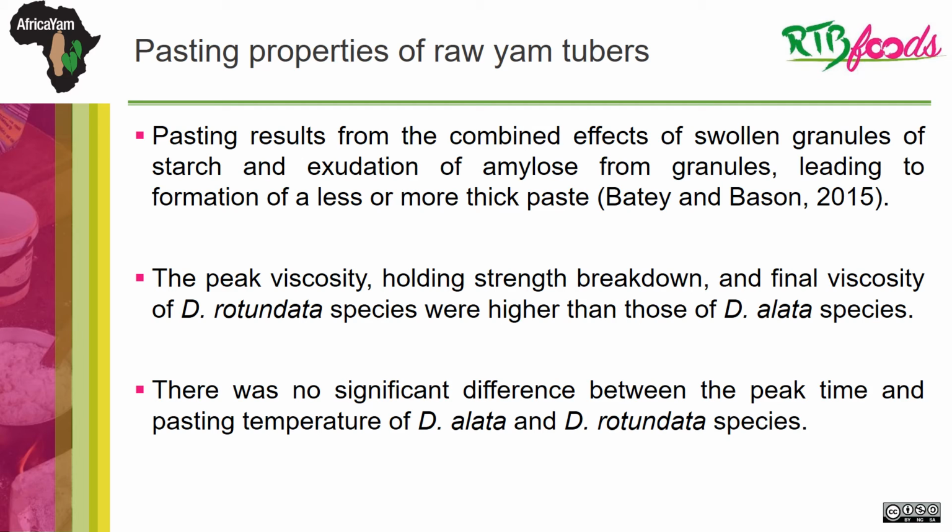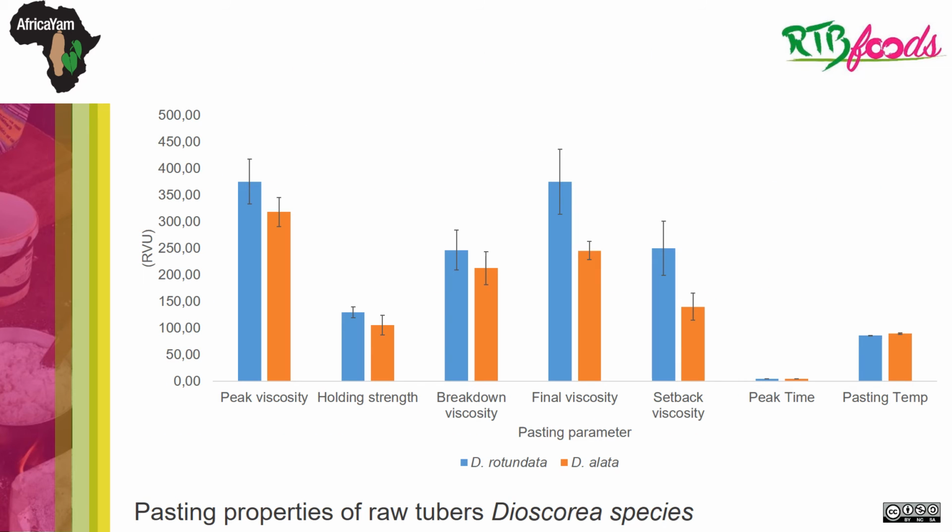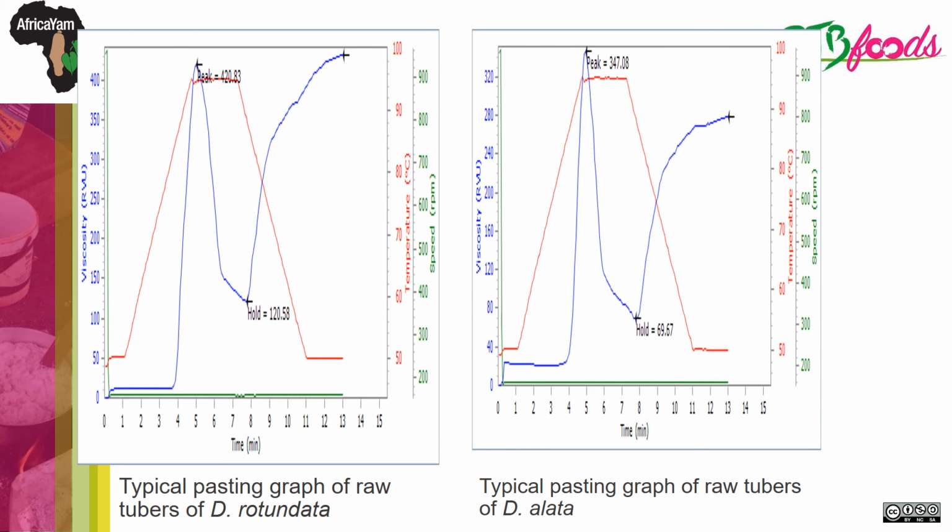So we looked at it and said, okay, since the whole of the yam goes into the pounded yam, maybe we should try the raw material, the raw tuber itself, and not only isolated starch. From the results, the peak viscosity, the holding strength, and the final viscosity of D. rotundata were higher than those of the D. alata species, but there was no significant difference in their peak time and pasting temperature, that is, maybe their gelatinization rate and cooking. This graph is also showing it. We can see that from the raw tuber, something interesting is still coming up. The final viscosity of the D. rotundata was actually higher than that of the D. alata. This is the graph.